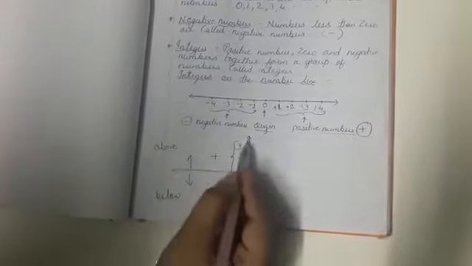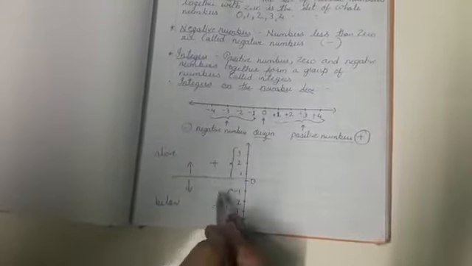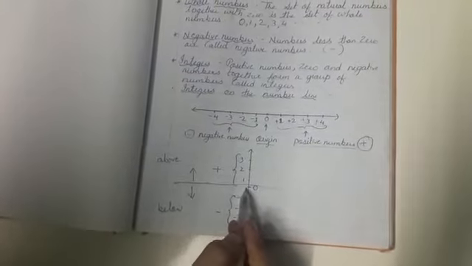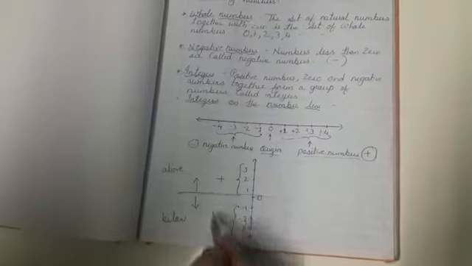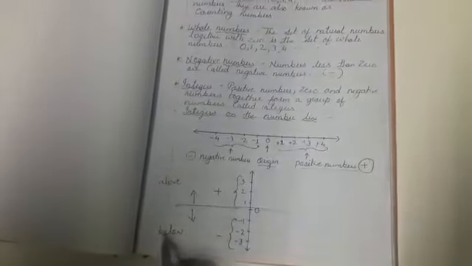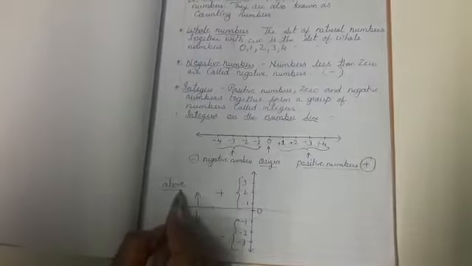You can write this in horizontal manner also and in vertical manner also. In vertical arrangement, you can see the origin is in the center, and the negative numbers will go in the downward direction, that means below, and positive numbers will go in the upward direction, that means above.